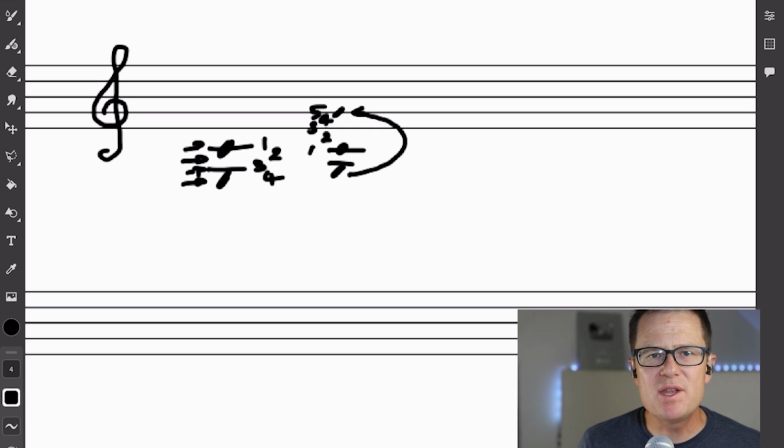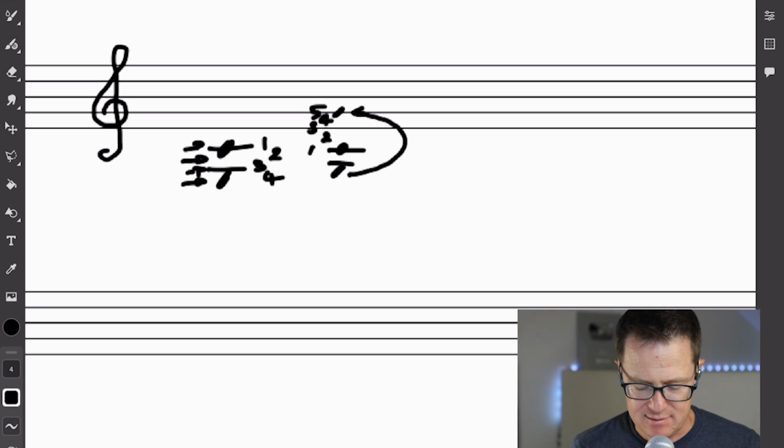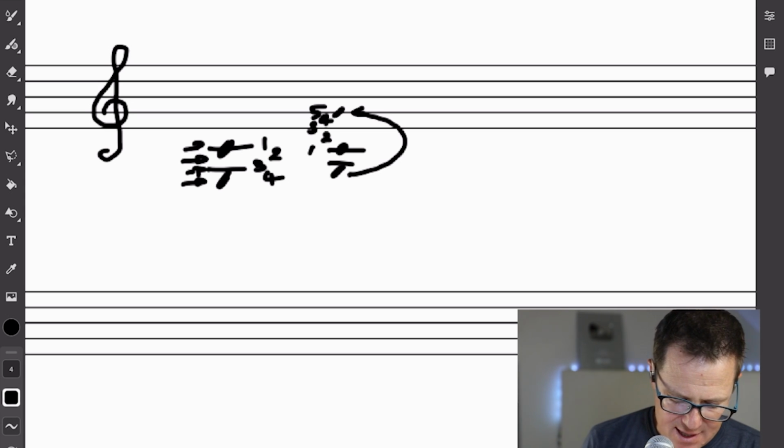When you add up the numbers, they should add up to a 9. Okay, so a fourth inverted becomes a fifth, it should add up to 9. Okay, or a third inverted becomes a sixth, that adds up to 9. All right.